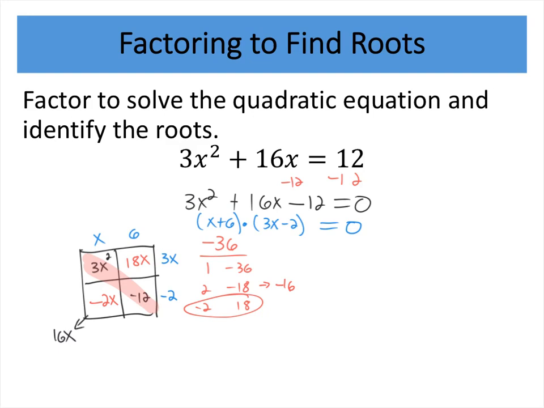And to find the roots, we're going to use the zero product property. Remember, that means that either this is 0, multiplied by whatever equals 0, or this is 0. 0 times whatever that's going to be equals 0. Anything times 0 is 0. So we're going to say, okay, x plus 6 equals 0, or 3x minus 2 equals 0.